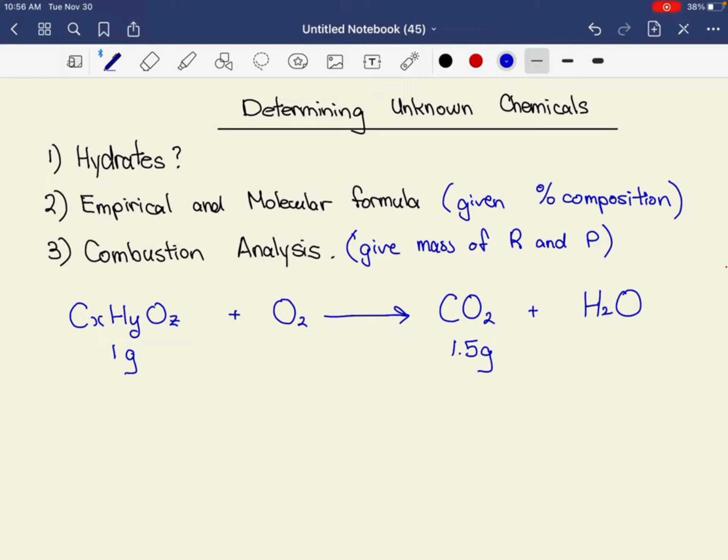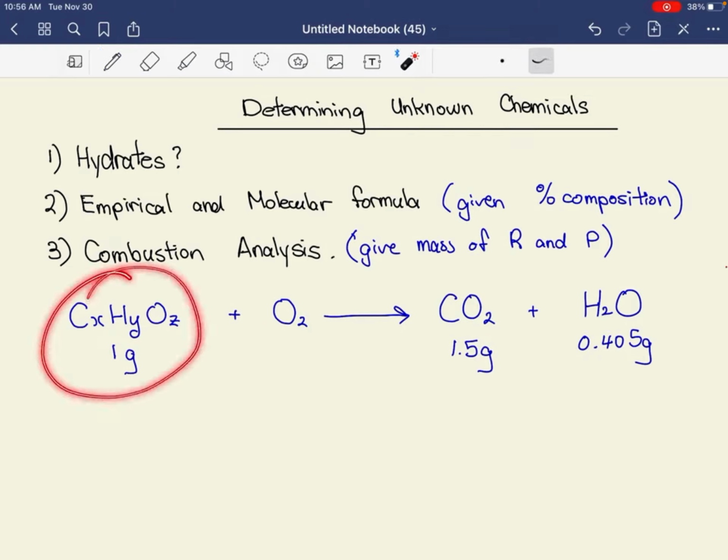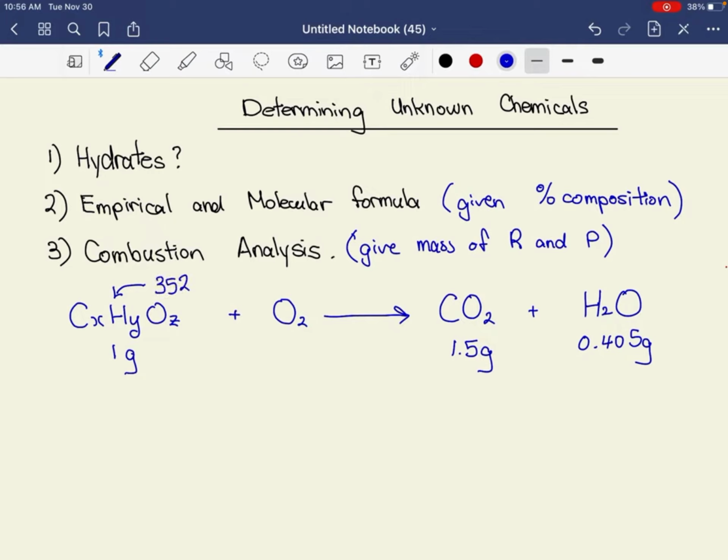reacting with oxygen inside a closed vessel, we are able to collect 1.5 grams of carbon dioxide and 0.405 grams of water. So with 1 gram of this fuel reacting with the oxygen in the air, which we can find out what that is but really is unnecessary, we are able to produce 1.5 grams of CO2 and 0.405 grams of H2O.